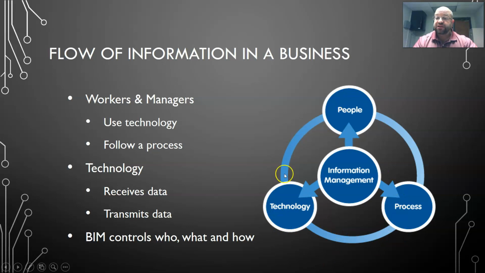A person wants to access it, wants to use the technology, so what's the process? Or people want to access the information, what's the process that they use and which technology can they access it with? Now, the technology is a simple tool. It just simply receives data and transmits data. Transmits and receives. But the process by which that happens is really, really important. In other words, the business information management controls who has access, what they have access to, and how they access it. Really, really important concept.